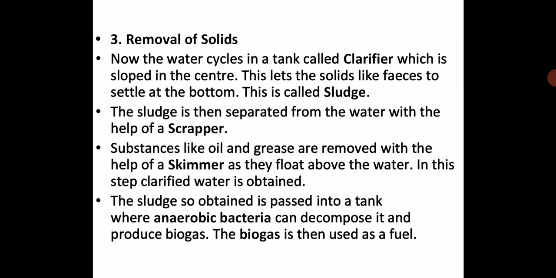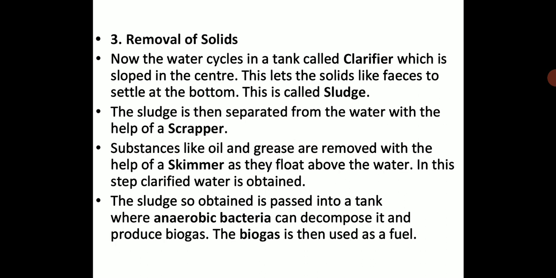Now, the third step will be the removal of solids. How are we going to remove solids? The water cycles in a tank called a clarifier, which is sloped in the center. This lets the solids like feces settle at the bottom, and this is called sludge. So, this is how the removal of solids can be done. The sludge is then separated from the water with the help of a scraper. These are the various processes or procedures taken for treating wastewater.